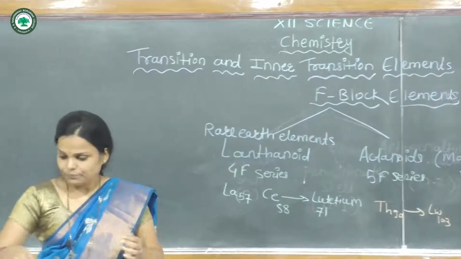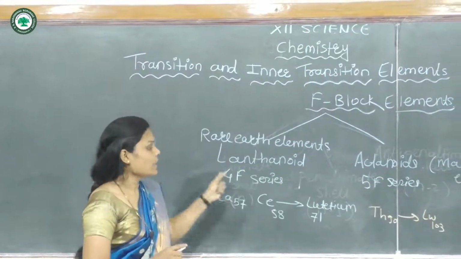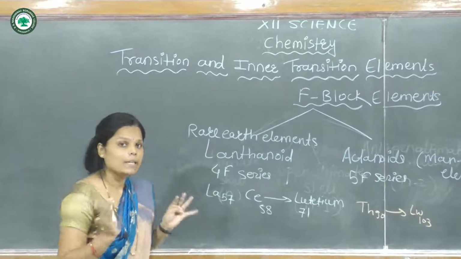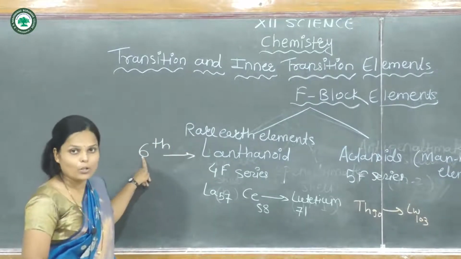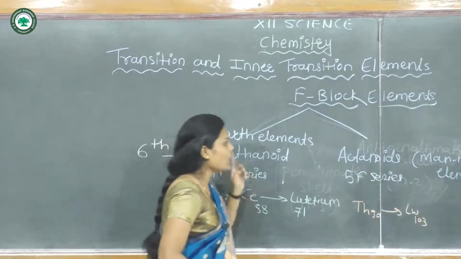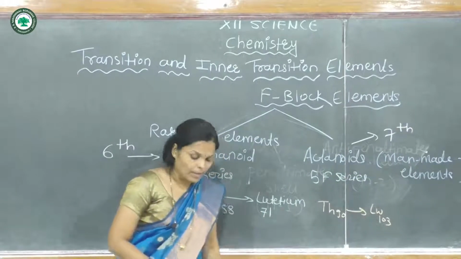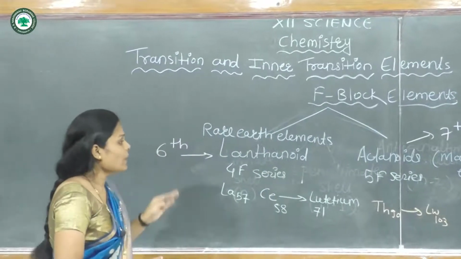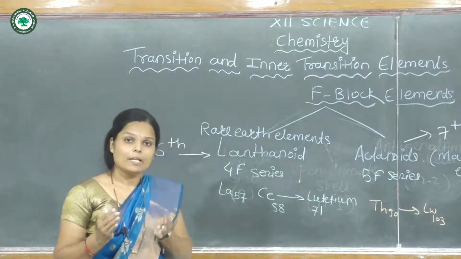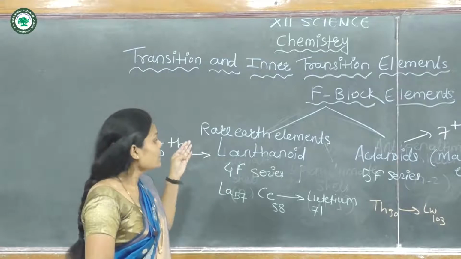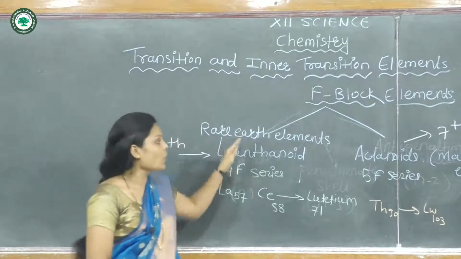In the periodic table, the lanthanide series is in the 6th period, and the actinide series is in the 7th period. The lanthanides and actinides are separately placed in columns at the bottom of the periodic table.